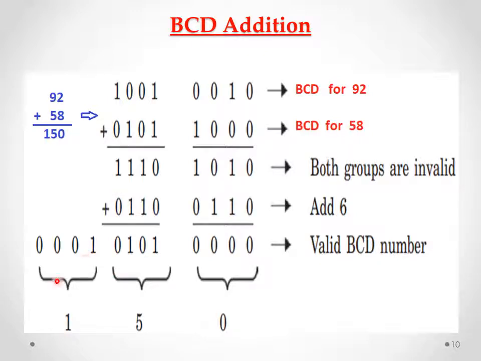Now we are writing in BCD form. It's equal to 1, and this is equal to 5, and this is equal to 0. This is 150 in BCD. So it's a valid BCD number.